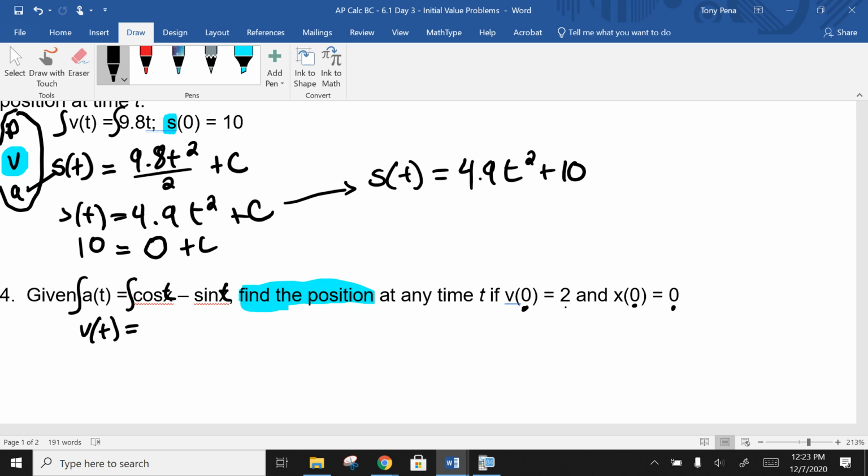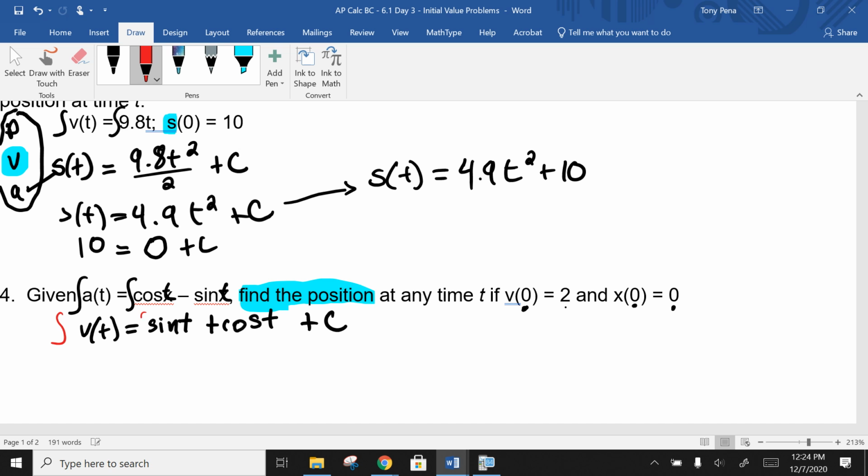All right, and Ryan, what do you got there? Positive or negative sine here? Good. So positive sine of t, and then what? Good. So both of those should end up being positive. Positive sine, positive cosine.